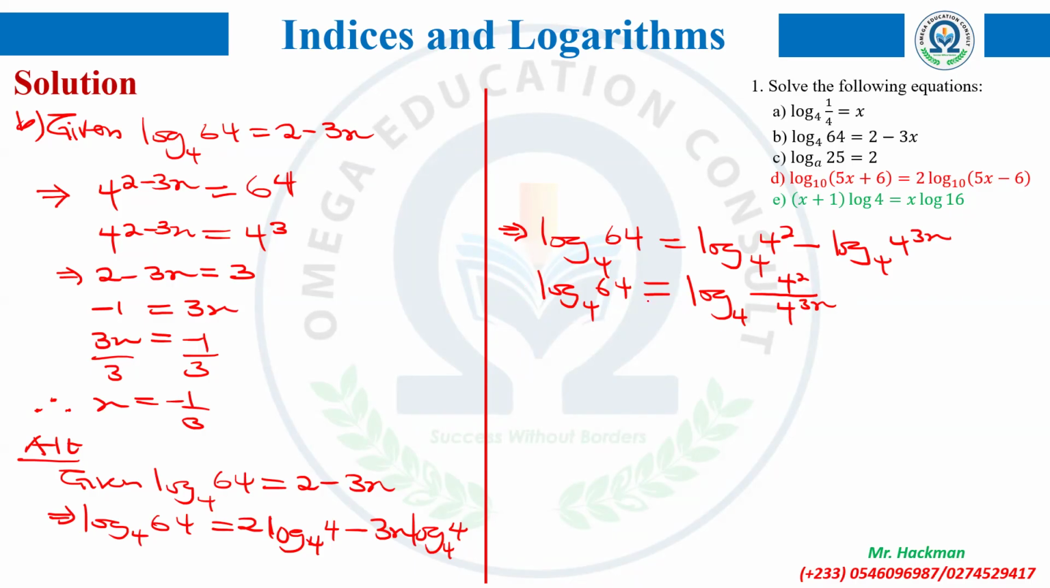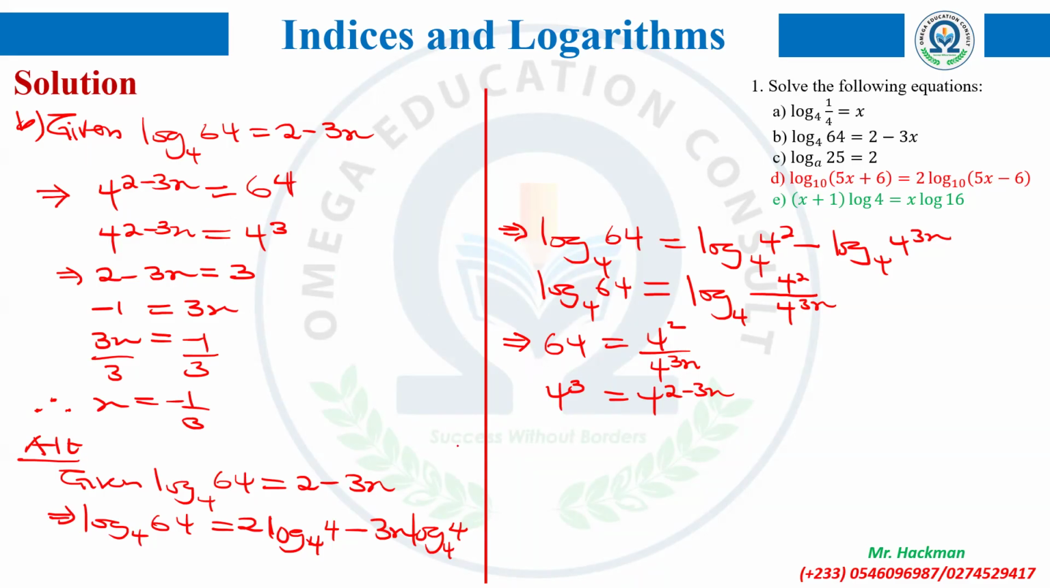So it means the numbers that we are taking log of should also be the same. So I'm going to have, this implies that, 64 is equal to 4 squared over 4 to the power 3x. And you know, exponential equation, 64 we know is 4 cubed. And that should be equal to, this is the same as 4 to the power 2 minus 3x. Is that clear? And you can see that at this point, we are at this stage.